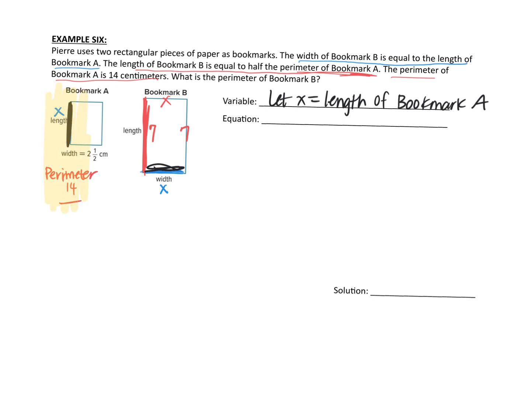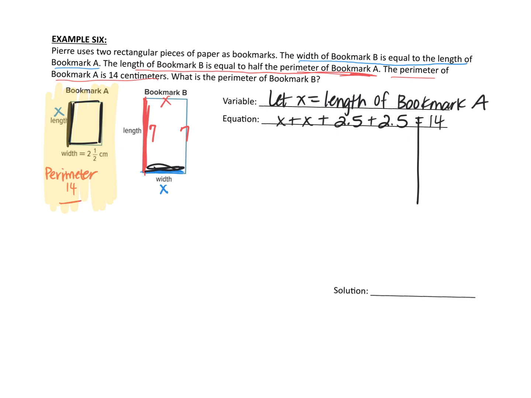We know the perimeter of bookmark A, so that's kind of nice. We can actually write an equation finding the perimeter. So I know this side's x, so is this side. So I've got x plus the top and the bottom, or the width, is 2.5. Well, 2.5, that's the same as 2.5. So I'm going to do plus 2.5 plus 2.5 equals 14. All right, now I have an equation that I can hopefully figure out what x equals. So let's draw our line down.